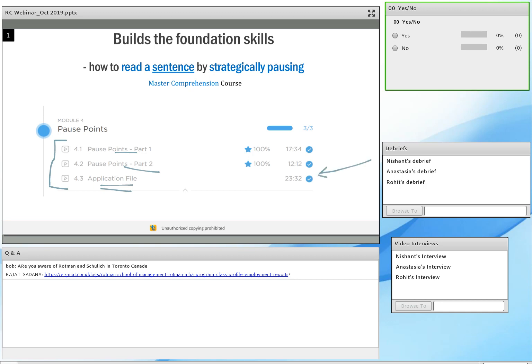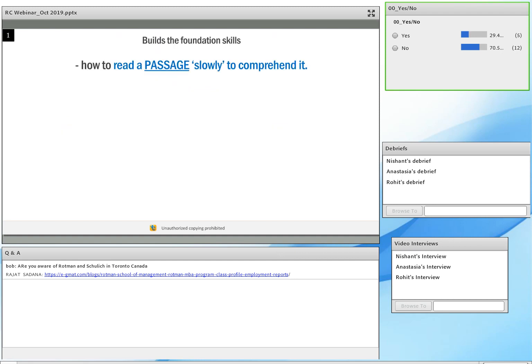Has anyone ever taught you how to read a sentence to understand its meaning? Be very honest. Have you been taught by anybody how to read a sentence to understand its meaning? No. That is something which is core to GMAT verbal. GMAT verbal is all about understanding reasoning. So if you don't know how to read a sentence to understand its meaning, how can you be expected to solve such dense RC passages? And because we focus on building those foundation skills, that is why students are successful. Students do so well in reading comprehension.